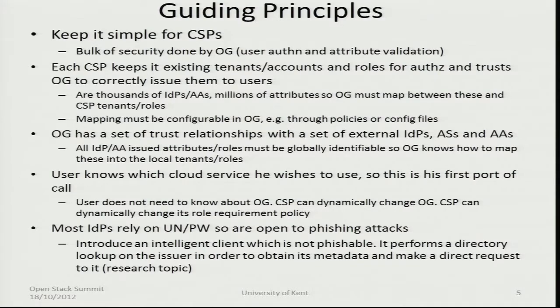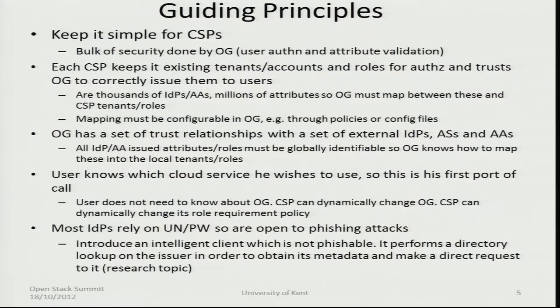Okay, and each cloud service provider keeps its existing tenants and accounts because it knows what they are, and it knows it needs an admin role, and it knows it needs a professor role or whatever, and it trusts the gateway to get these from external sources and do the mapping. Because there are thousands of these things, it's going to trust that the gateway will map correctly between external identity providers and the roles that it needs. So the mapping function is a configurable function that will have to be dynamically configurable.